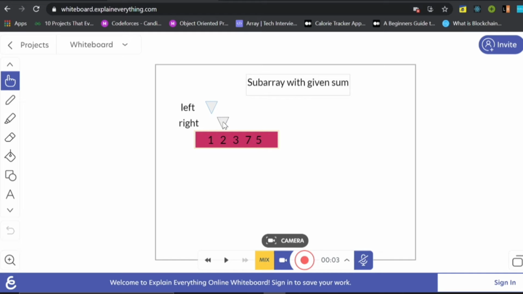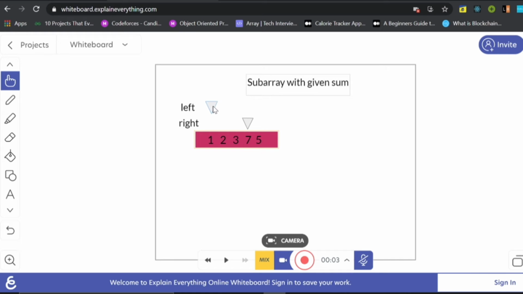Suppose I move it to the second position and I increase the current sum. Initially the current sum was 1. Now when I increase, the current sum is 1 plus 2, which is 3. Now I again move it here, so it's basically 3 plus 3, which is 6. Here you see the sum is still less than what is given. We need the current sum to be 12, but the sum is still less. Now as you move here, the sum becomes 13: 1 plus 2 plus 3 plus 7 is 13. Now this is more than the target.